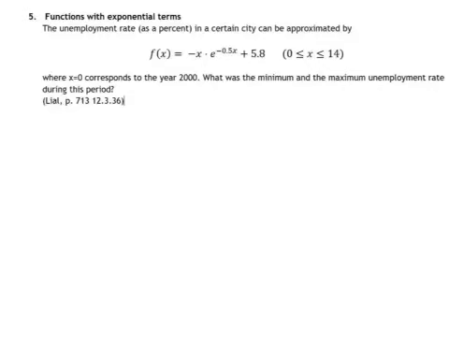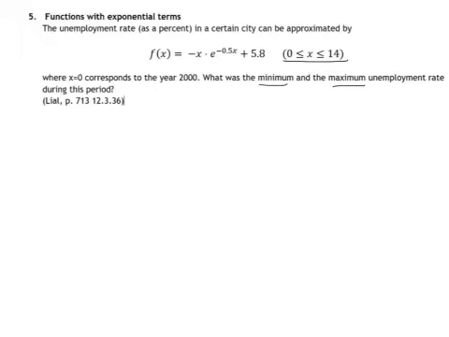Welcome to week 8, question 5. It says the unemployment rate as a percent in a certain city can be approximated by, and then we're given a function. It says x is 0, which is for the year 2000, and it asks us to find the minimum and maximum unemployment rate during this period. And that's between 2000 and 2014.